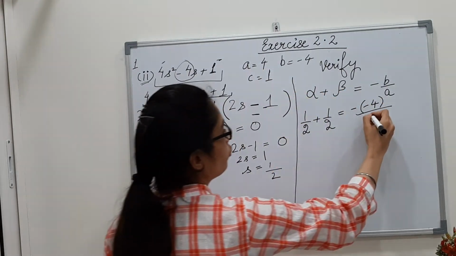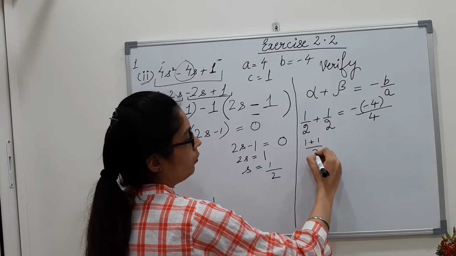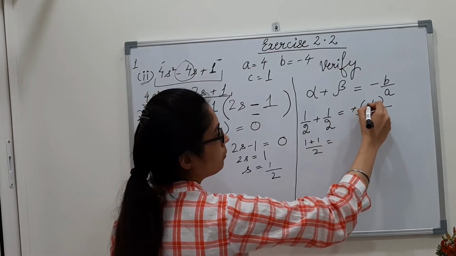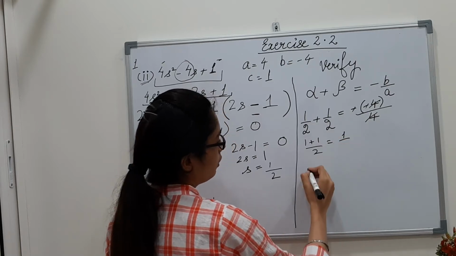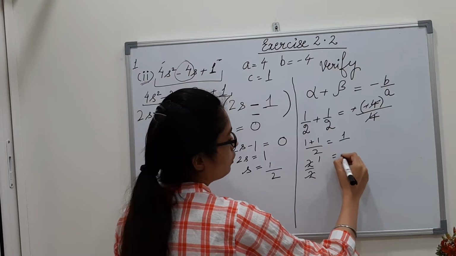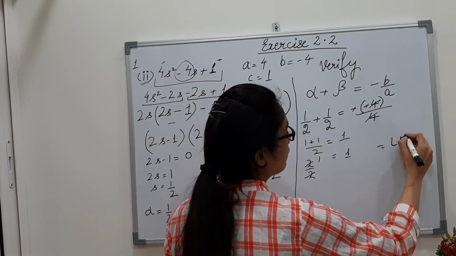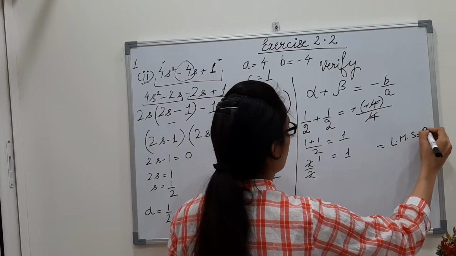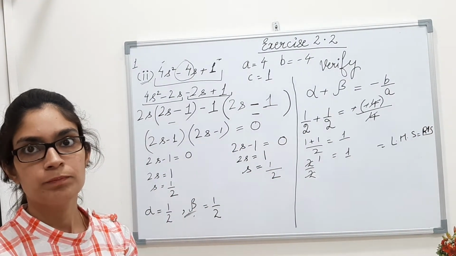A is 4. So let's solve this. 1 plus 1 by 2. This minus and minus will get cancelled, and 4 will also get cancelled. So here 1. So 2 by 2, again it will also get cancelled. So 1 equals to 1. That means left hand side equals to right hand side. Your first relationship is verified.